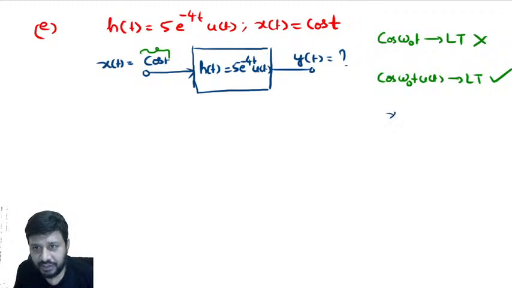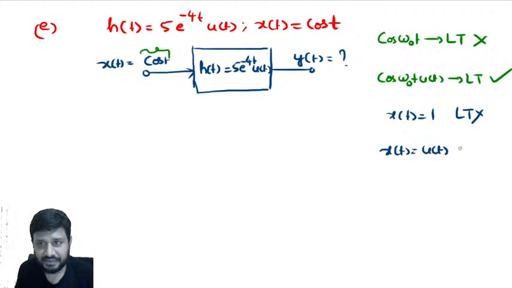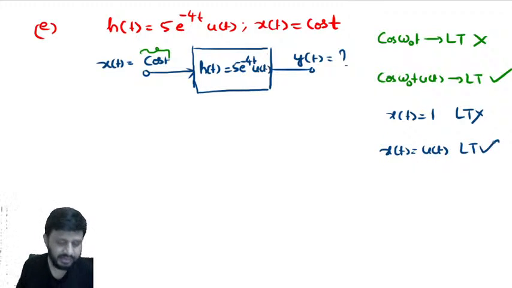If I ask you the Laplace transform for 1, it does not exist again, but you can find the Laplace transform for u of t. Now, in such cases, how do we find the output? You can use the Fourier transform concept.